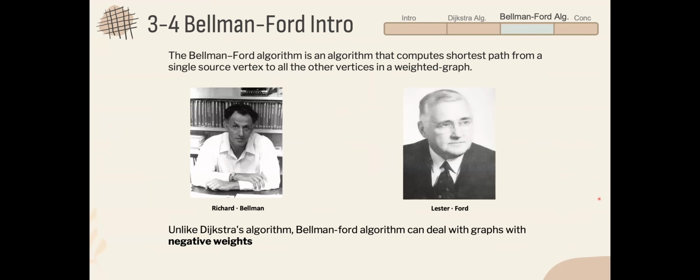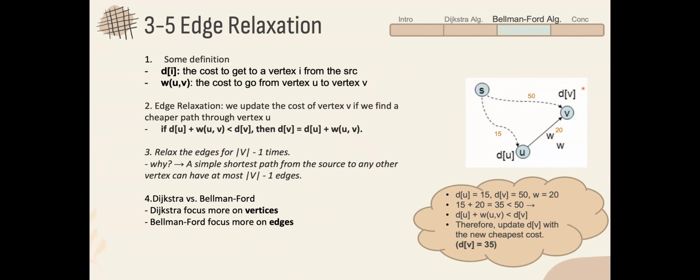Okay, thank you, Yue, for the introduction. So in the case of negative edges, we can use the Bellman-Ford algorithm that we learned from our CS5800 class. It will be able to deal with graphs with negative weights, and let's see how it works. The crux of the Bellman-Ford algorithm is edge relaxation. Before we dive into that, let's look at some definitions.